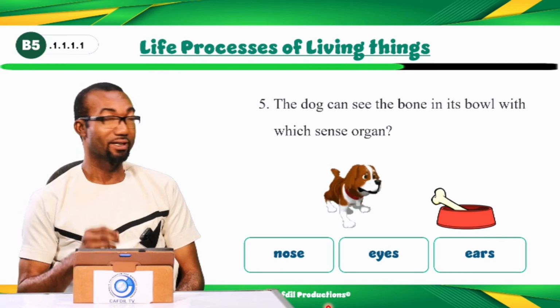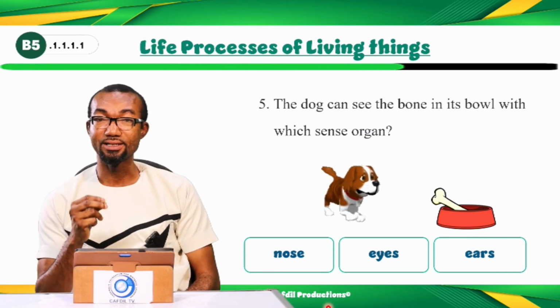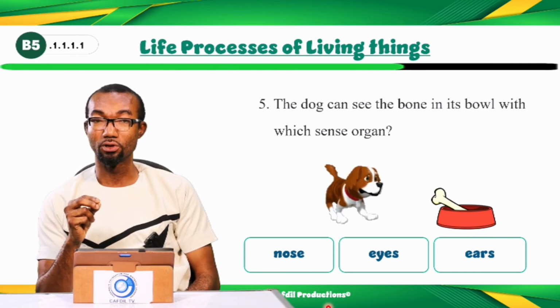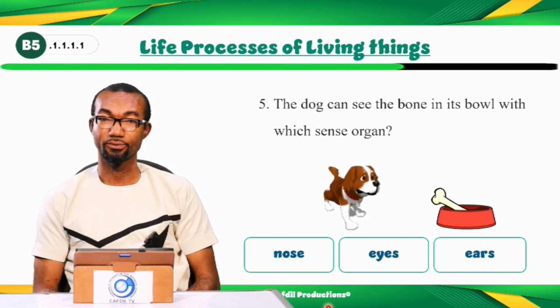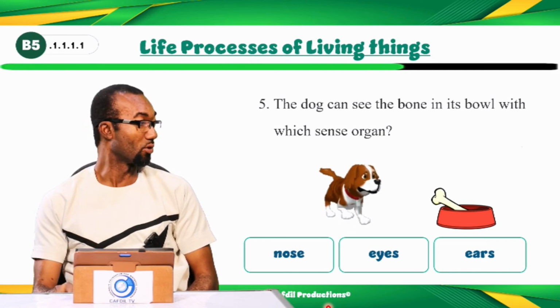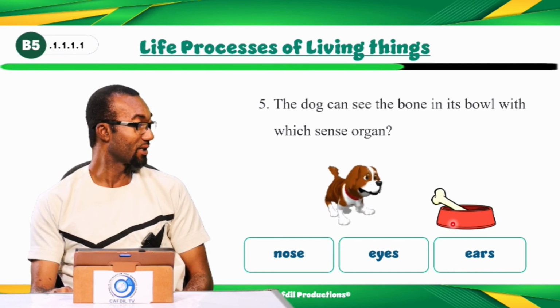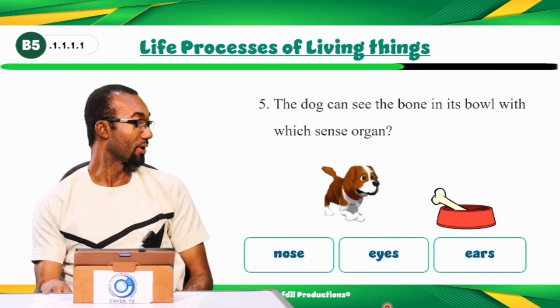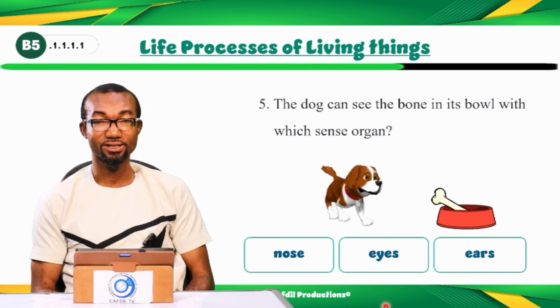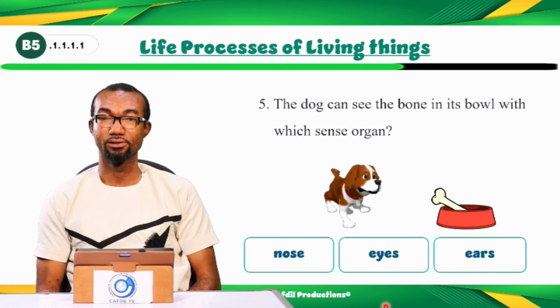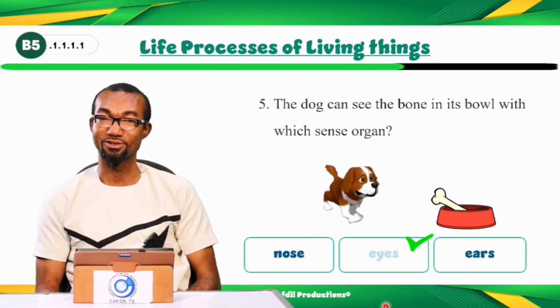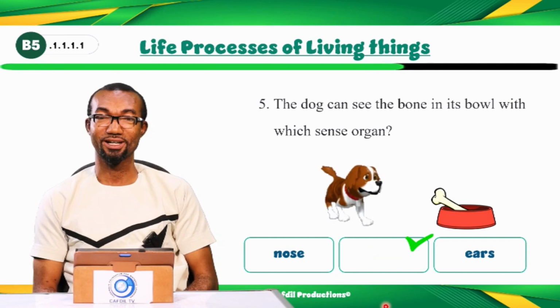5. The dog can see the bone in its bowl with which sense organ? If the dog can see this bone, then which sense organ helps the dog to see the bone? We have nose, we have eyes, we have ears. Good, eyes, because we use the eyes to see. You have all done well.